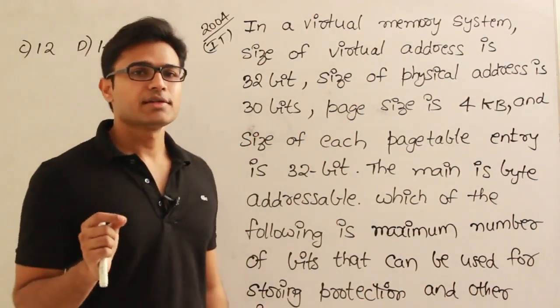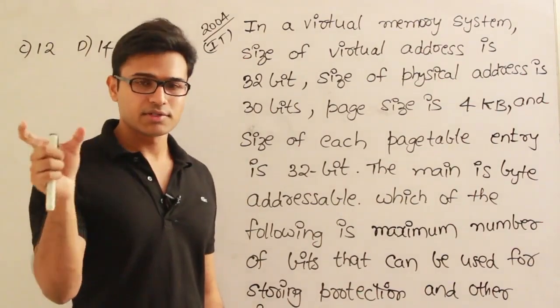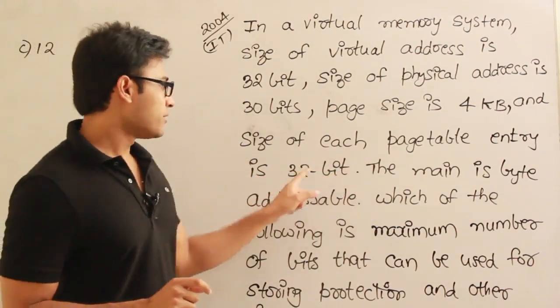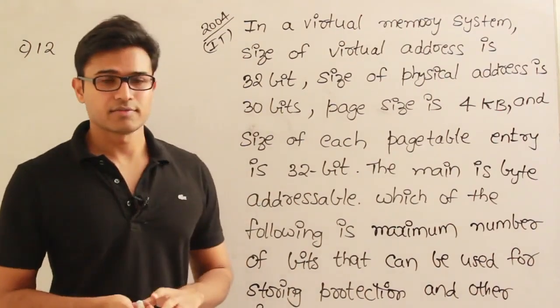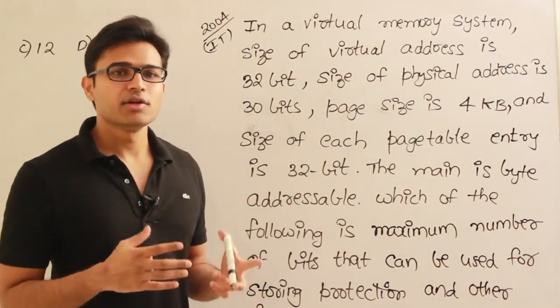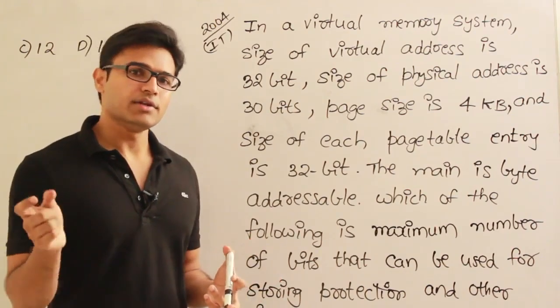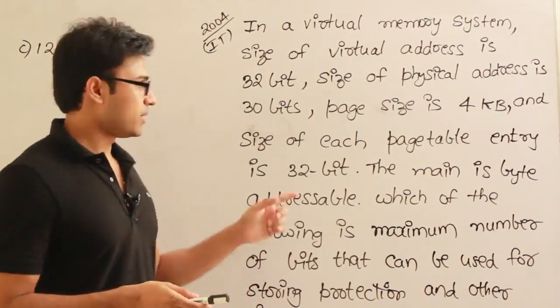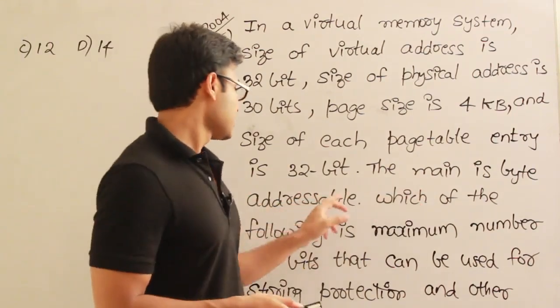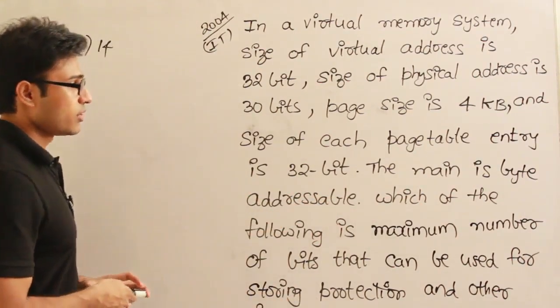So what is the page size? The size of the frame is equal to the size of the page, which is 4 KB, and each page table entry is 32 bits. It is interesting. So now the page table entry size is also given. Generally, if they don't give you anything, we assume that it contains only the frame number, right? But here the page table entry size is also given, and then they are saying the main memory is byte addressable. So this is important, right?